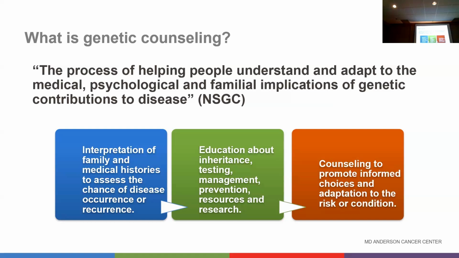Genetic counseling is the process of helping people understand and adapt to a genetic diagnosis. And so part of my job is to interpret family history and medical history to determine what the chances are of there being some sort of hereditary factor at play. I educate patients about inheritance patterns, about testing options. What would your plan look like if you tested positive for something versus what would it look like if your testing came back normal? And then providing counseling to promote informed choices about making decisions about testing and to adapt to any hereditary risk that may be uncovered.